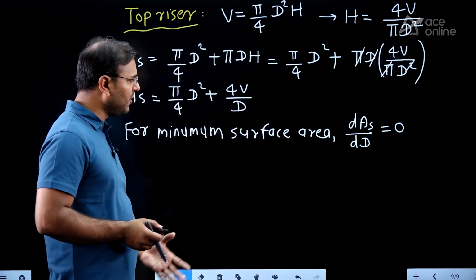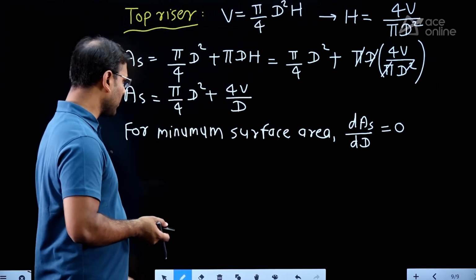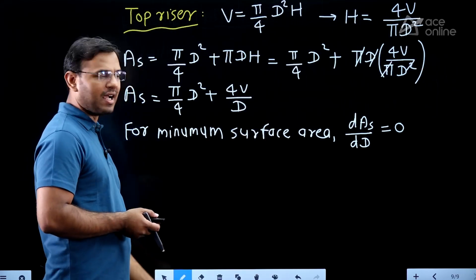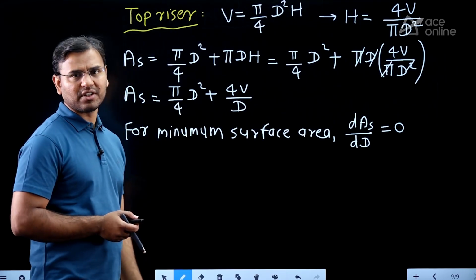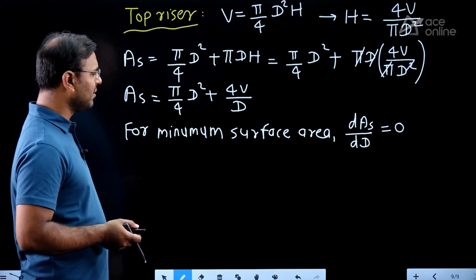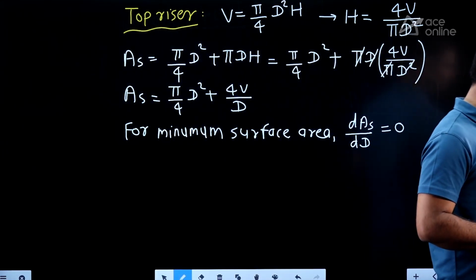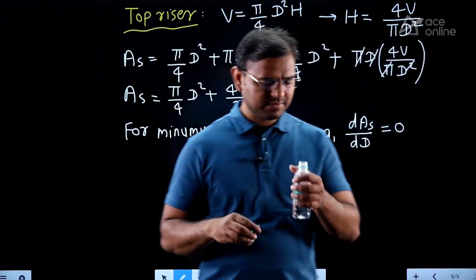Then we could take the derivative of surface area with respect to capital H. But here we take it with respect to capital D. And why I am writing for minimum surface area, this is the criteria. This is the mathematics: we use the derivative of surface area with respect to capital D, then we can get the minimum surface area. Then guys, I hope you know why we require the minimum surface area. You know already, correct?